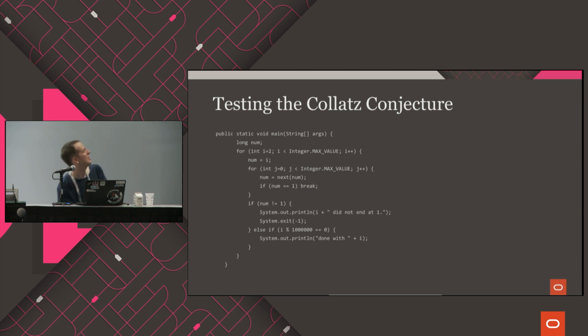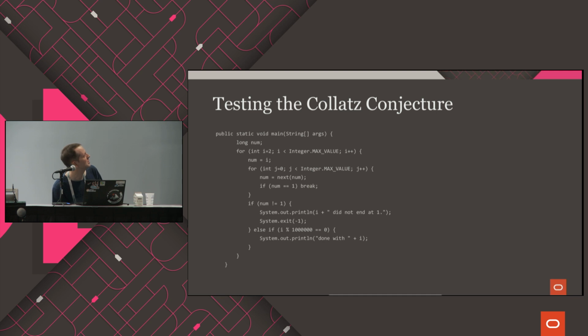So what we have here is this main program that calls next. And we have 2 loops here. On the outside loop, we're going from 2 to integer max value. These are, of course, signed integers because it's Java, so that's like 2 billion-ish, let's say. So we're going to go through about 2 billion different possible numbers, and these are the starting numbers of each chain that we call next on.